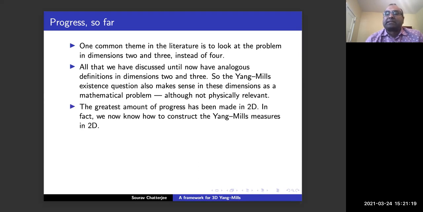The greatest amount of progress has been made in 2D. In fact, we now know more or less how to construct Yang-Mills measure in 2 dimensions.